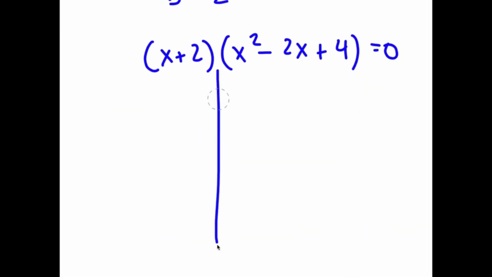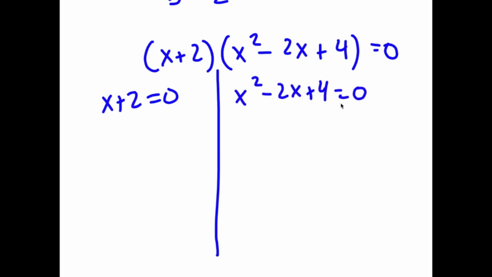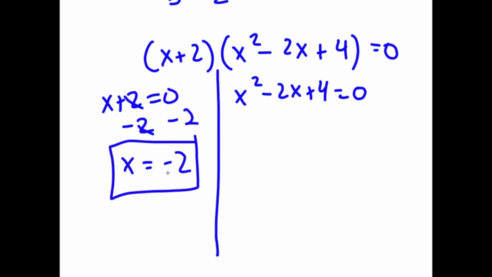So now this gives me two equations. I have right here x plus 2 is equal to 0, and I have over here x squared minus 2x plus 4 is equal to 0. So to start, I'm going to first solve x plus 2 equals 0, which is a simple equation. All I have to do is subtract 2 on both sides, and I get x is equal to negative 2. So this is one solution of x.